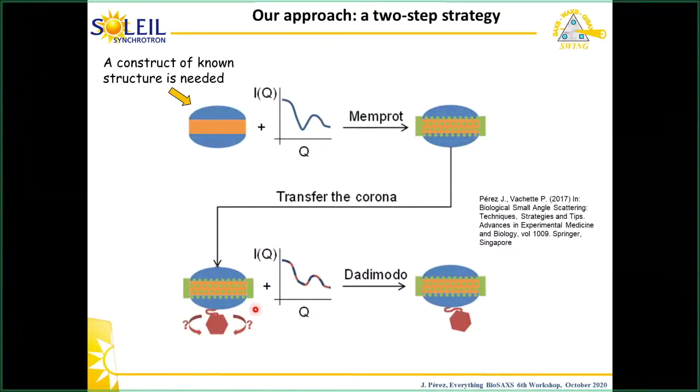Then for this, we use this program called DADIMODO, and that allows you to fit the SAXS curve by using rigid body docking of known domains. But the nice thing is that DADIMODO includes the possibility to use the model of the corona on the known part of the protein. So this strategy was written in a book recently.